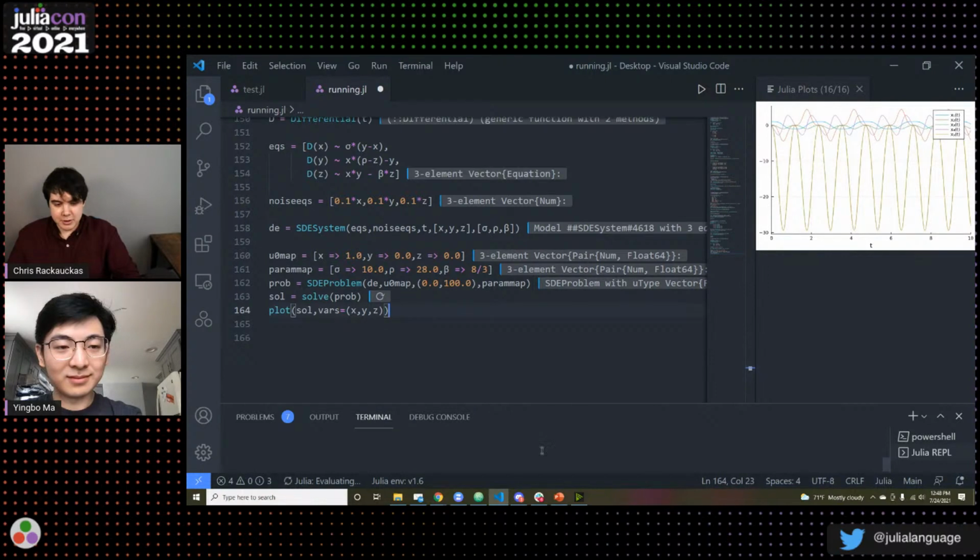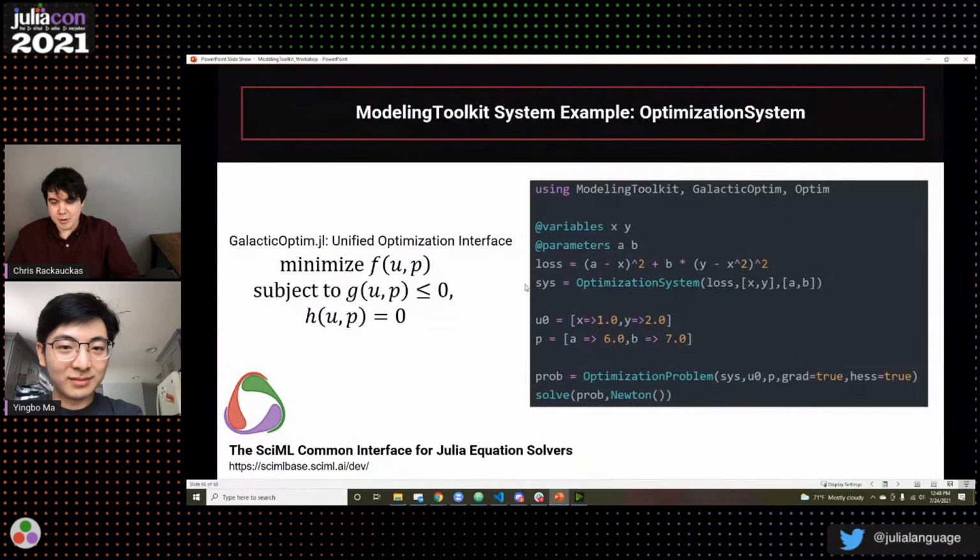Yeah, let's see. Oh, I probably shouldn't have let it do the automatic algorithm choice. I'm not sure which algorithm it chose for that. But while that's going, let me go to the next kind of system, right, which is an optimization system.